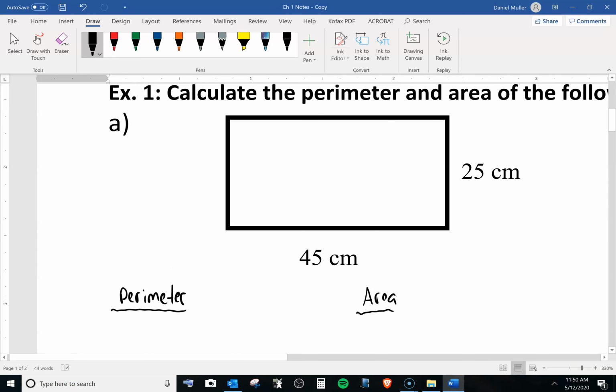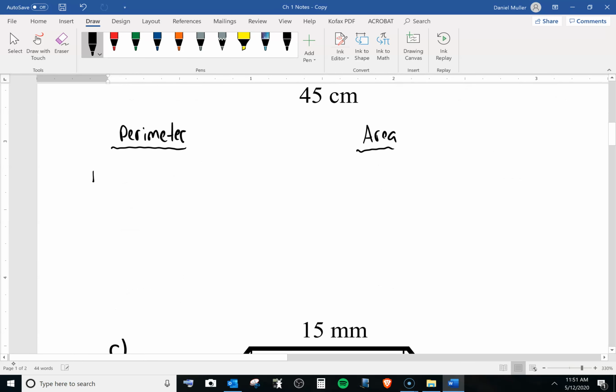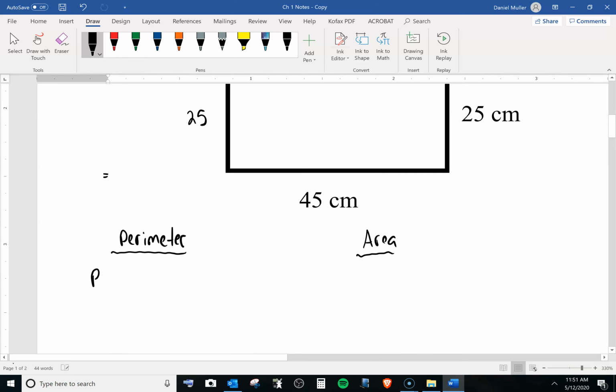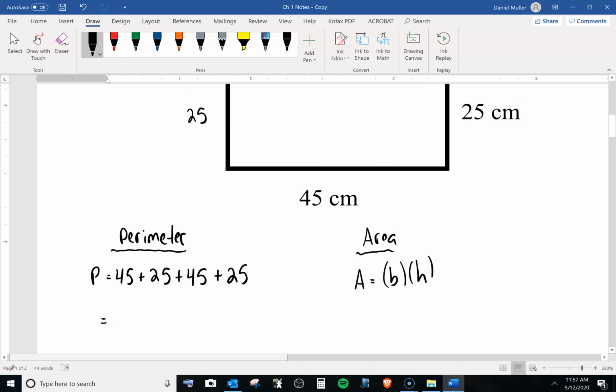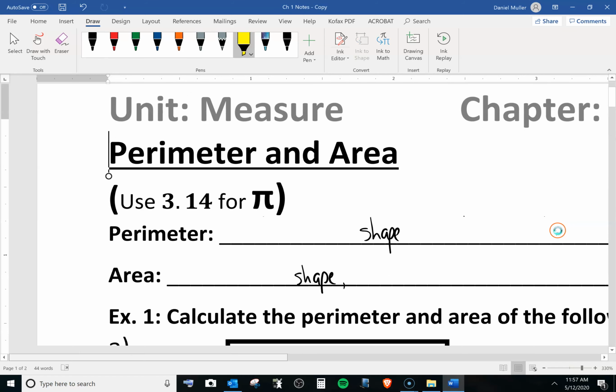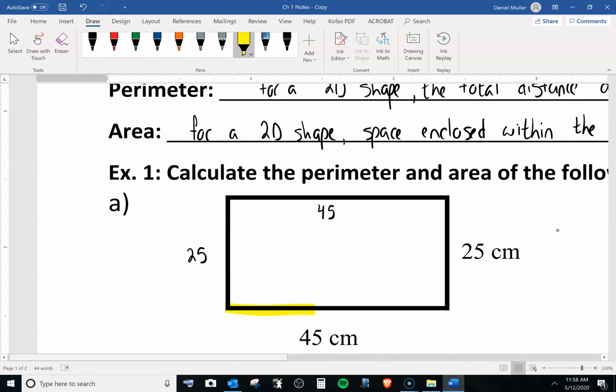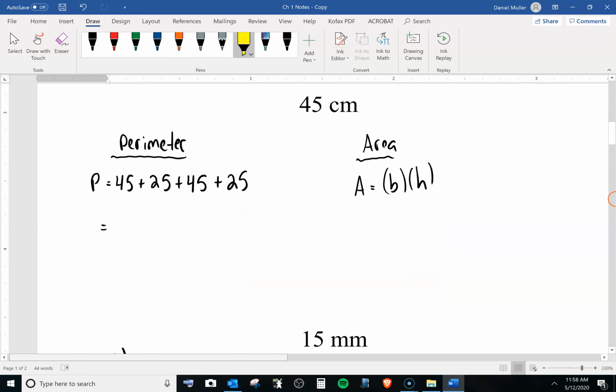So perimeter is the distance around. So I can just go ahead and label this as 25 as well, and the top here we're going to label as 45. So perimeter, which from now on we'll just use P, is going to be everything, all the edges added up. So we're going to have 45 plus 25 plus 45 plus 25. That is our distance around. We're just adding all of that up.